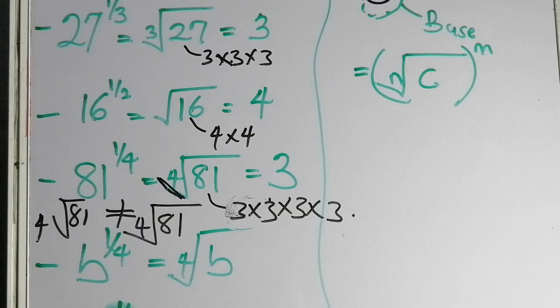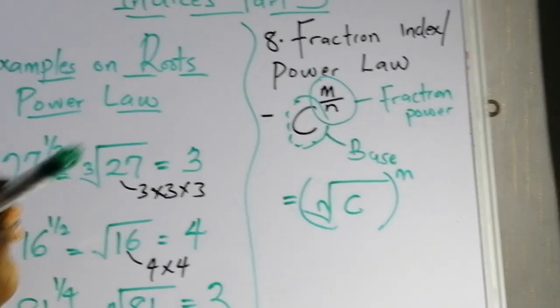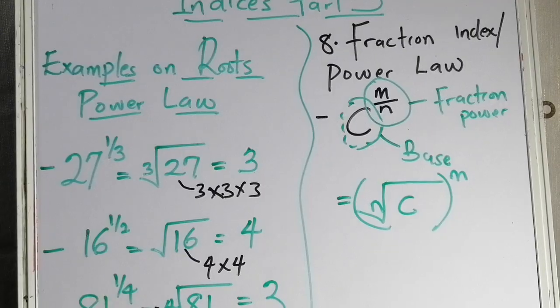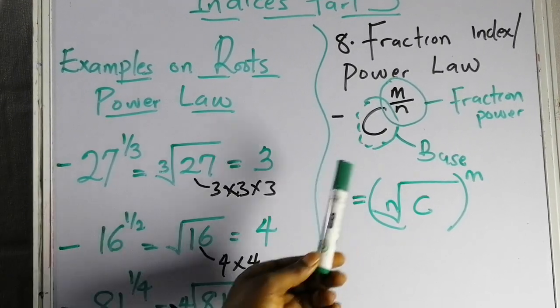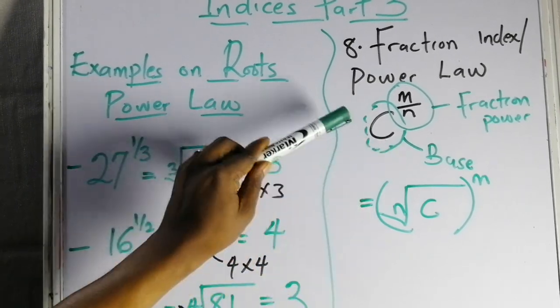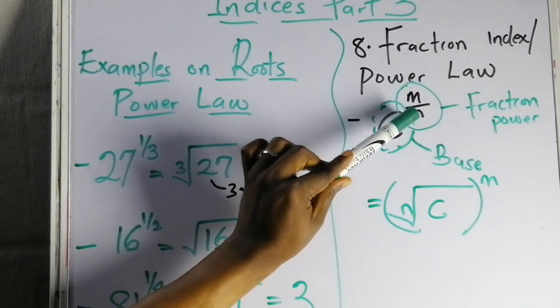So the last but not the least in law of indices is the one for fraction index or power law. Fractional index, fraction index or power law. Like I said, index is the same thing as power. I indicated it with this general notation. So c here is the same thing as base. m over n is the fraction.